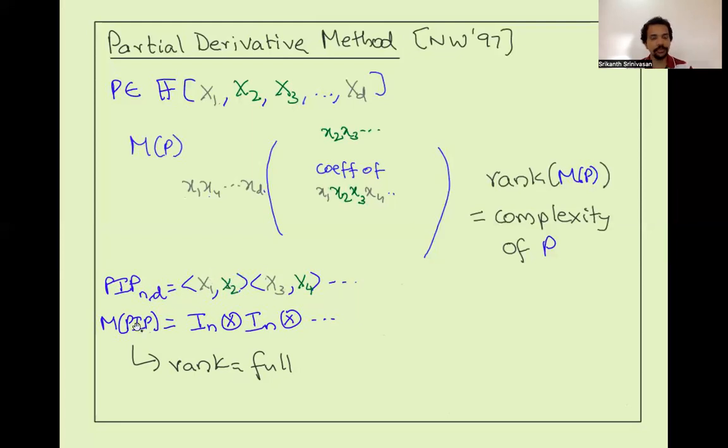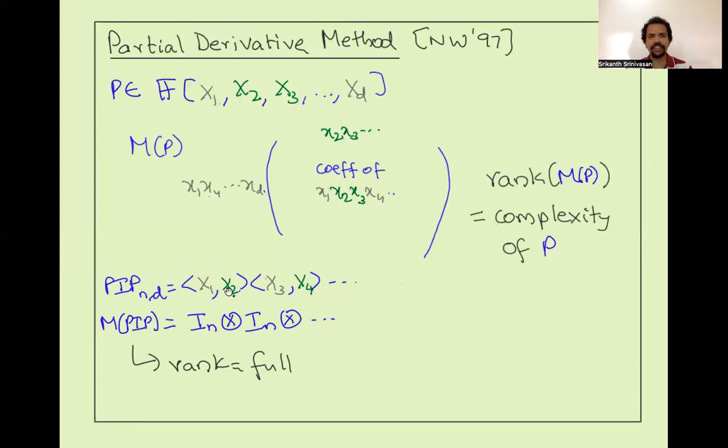When you take this product, of course, you have in each pair one gray and one green. It's not hard to argue that the partial derivative matrix of this polynomial is just a tensor product of the partial derivative matrices of these individual inner products. And it's also not hard to argue that these individual partial derivative matrices are just the identity matrix. So the partial derivative matrix of the product of inner products polynomial is just a tensor product of identity matrices, and in particular, this has full rank. So we introduced this notion of complexity, and for this polynomial, this notion of complexity is as large as it can be because the partial derivative matrix has full rank.